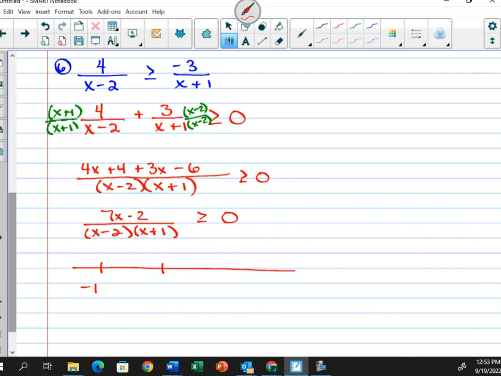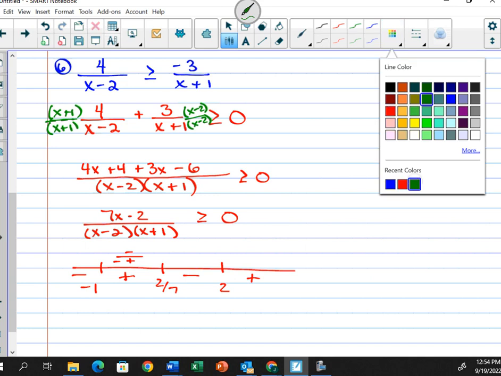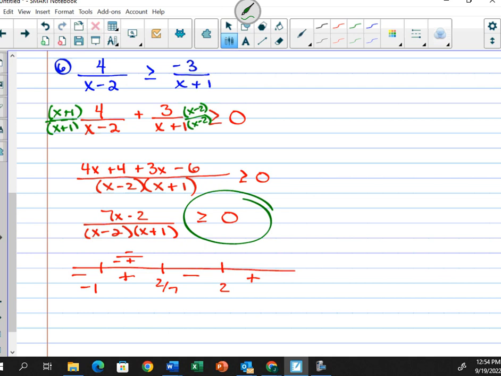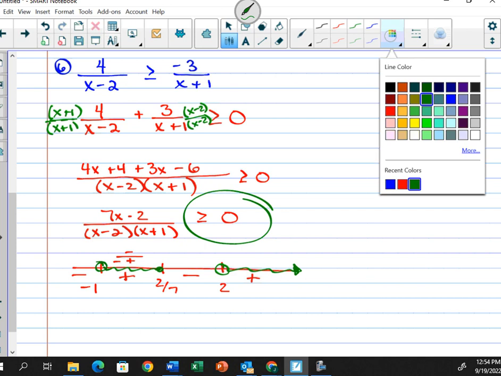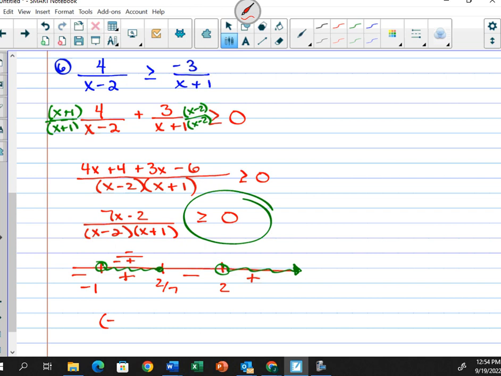So we've got -1, 2/7, and 2, okay? 0 is in between -1 and 2/7. That would give me a negative, positive, negative, positive, alternating. When is it greater than or equal to 0? Find the positive parts. Skip over the 2 and the -1. So parenthesis, -1, 2/7 bracket, union, parenthesis, 2 to infinity.